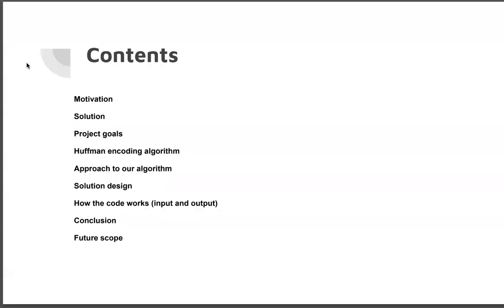So in this presentation, we will walk you through our main motivation for working on this project, the solution that we propose, project goals, and we are using Huffman encoding algorithm. So we will be talking about Huffman encoding algorithm in this presentation. And then we will talk about the approach to our algorithm. Then we will walk you through our code design and solution. And then we'll talk about how our code works and the kind of input that we will be giving to our algorithm and the expected output from it. And finally, we will talk about the conclusion and future scope for our project.